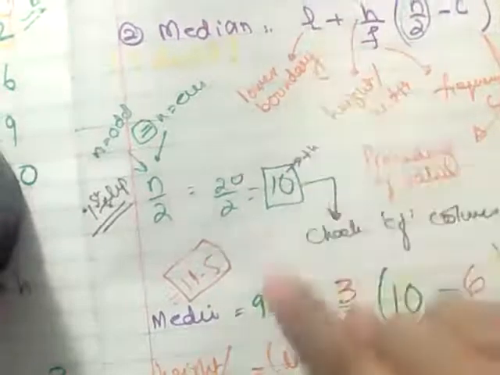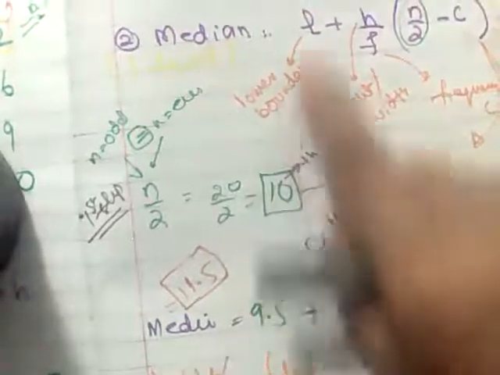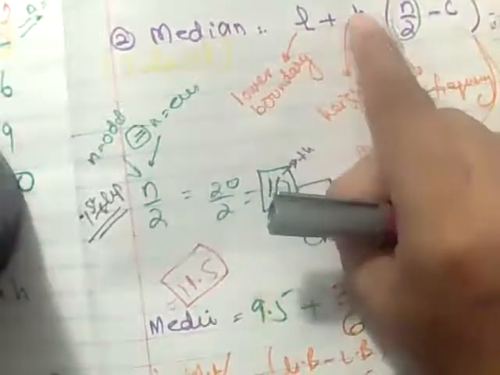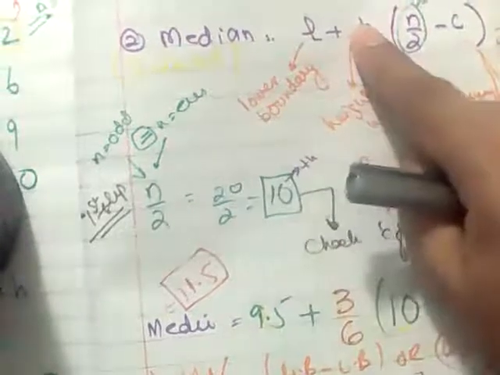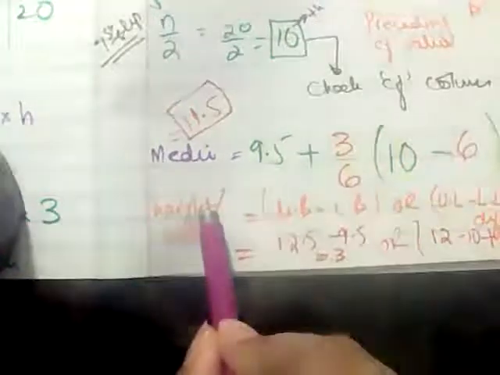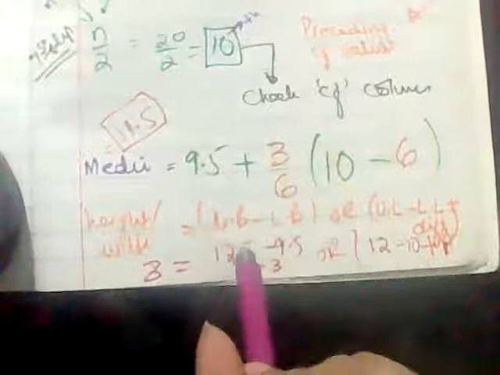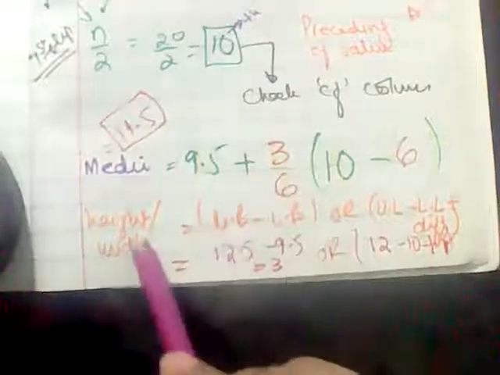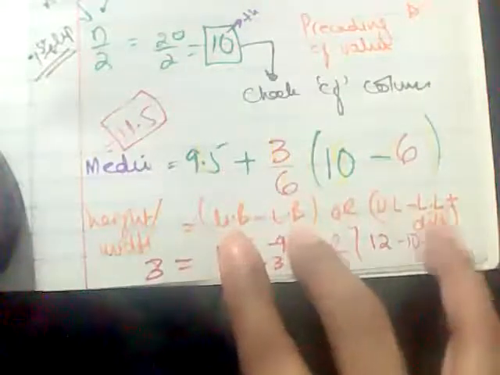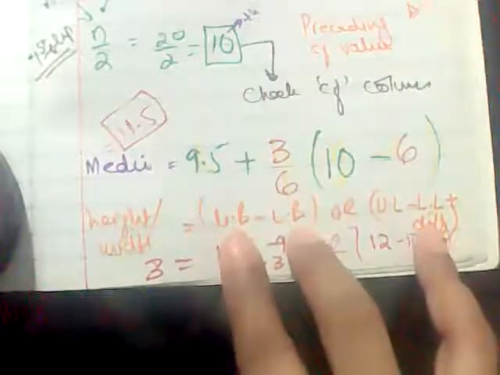Okay. What is lower boundary? Now 9.5. Okay. Now coming to H. H stands for height or width. And again, try to recall the formulas. For height and width, I told you formulas. If you're using boundary, then it should be upper boundary minus lower boundary. If you're using the limits, it's upper limit minus lower limit plus the difference. I told you this formula.